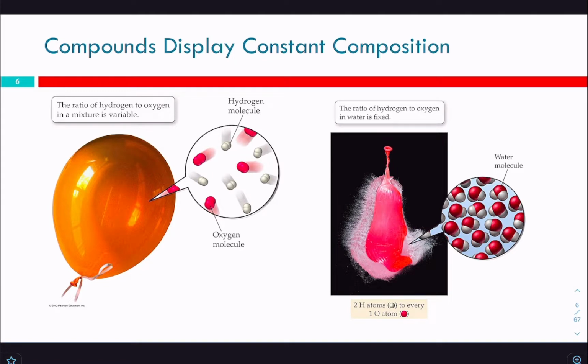So we can change these mixtures up, right? It doesn't matter. It's a mixture. It's hydrogen, oxygen, could be in any proportion. A balloon full of water has hydrogen and oxygen, but every one of those water molecules has 2 hydrogen atoms, 1 oxygen atom. And so it's always going to have the same proportion of each.